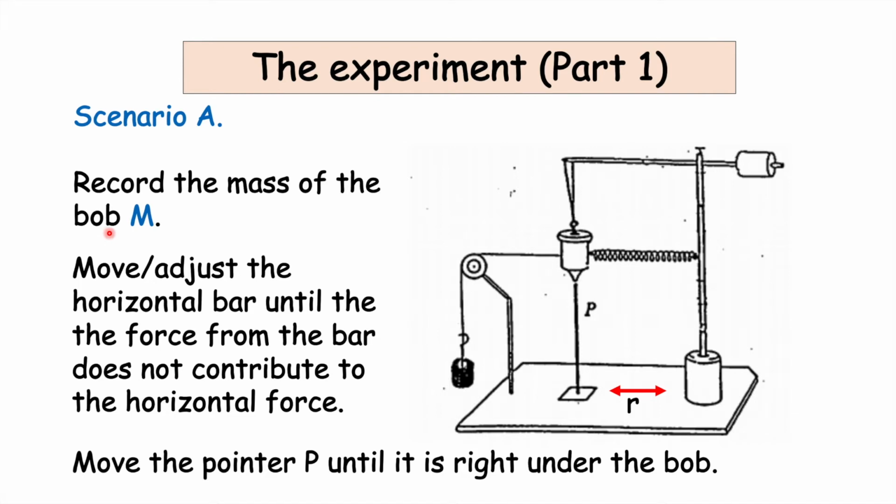Then you record the mass of the bob. This capital M, this is the bob. Then move or adjust the horizontal bar, this one, so the force from the bar does not contribute to the horizontal forces. Move the pointer here until it is right under the bob.